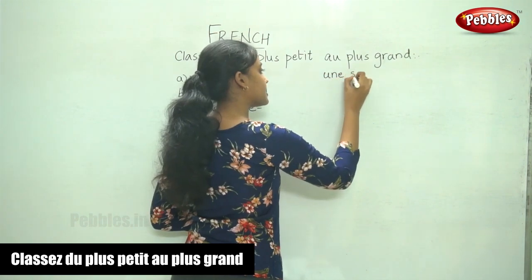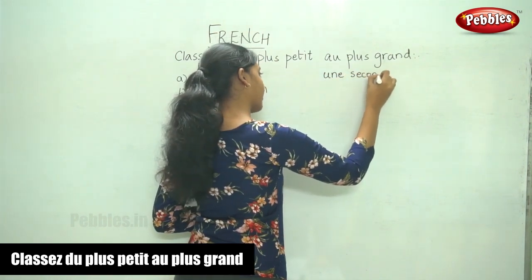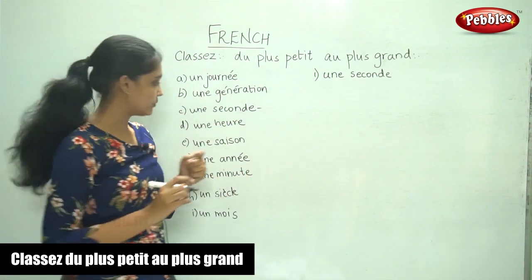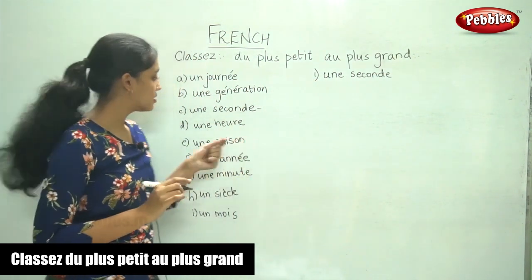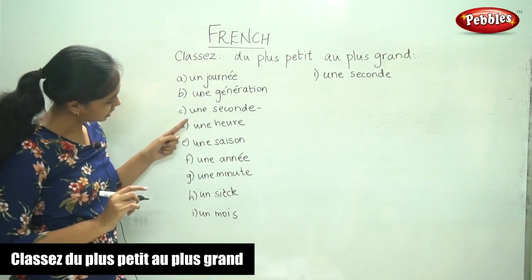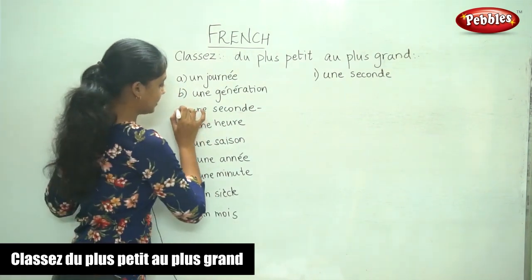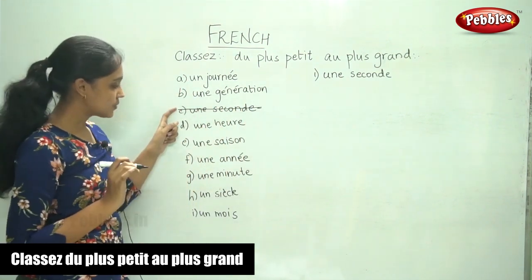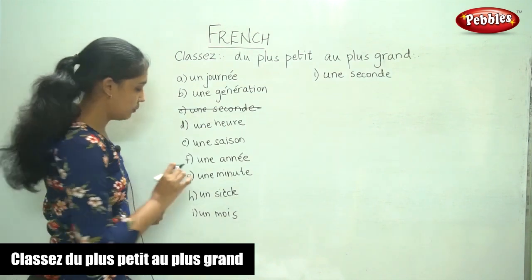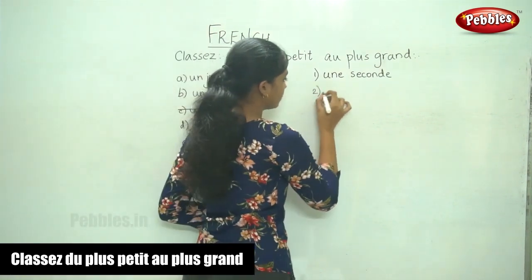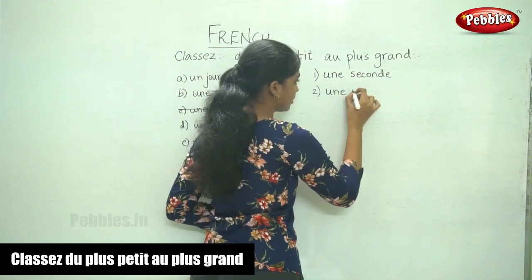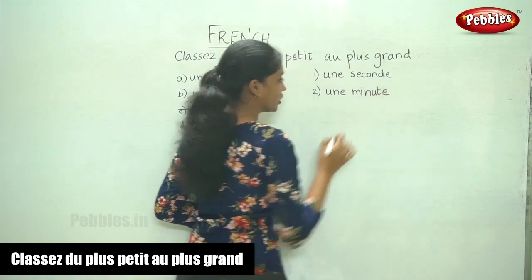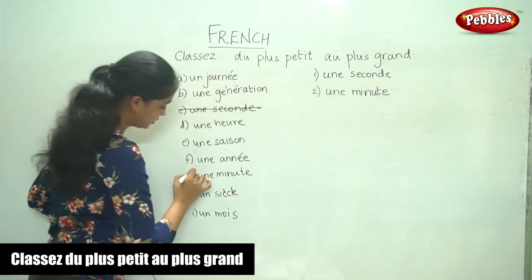Une seconde. So the first one is a second. What would be the next, the smallest one? We will strike it out as we have written. So we've completed a second. The next one would be une minute. Une minute.